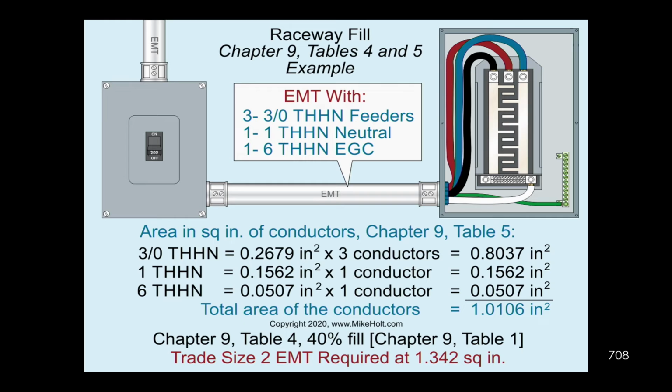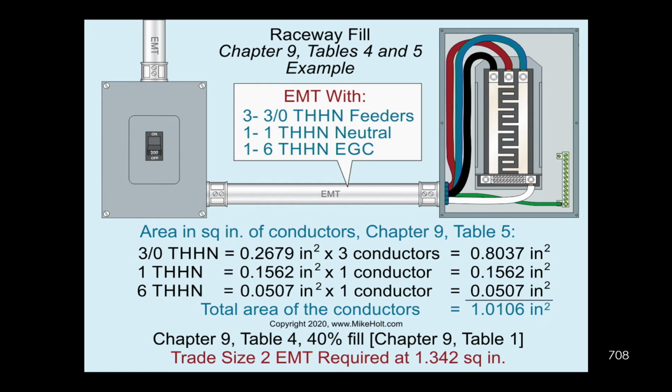So this is another one. I've got EMT, so we would use a different one. If we looked up the values for the THHNs, a 3/0 THHN is 0.2679. That would be from Table 5. We have 3 of those, so we do that times 3. That gives me 0.8037. And then my number 1 THHN, that's 0.1562, just one of them.